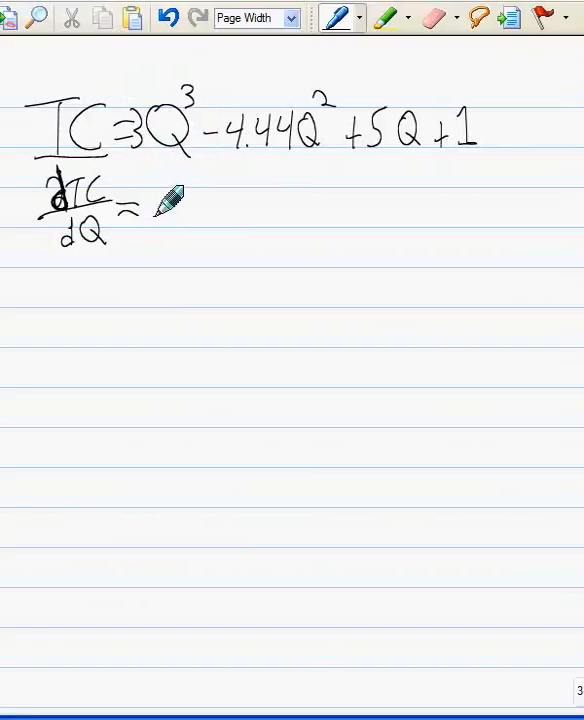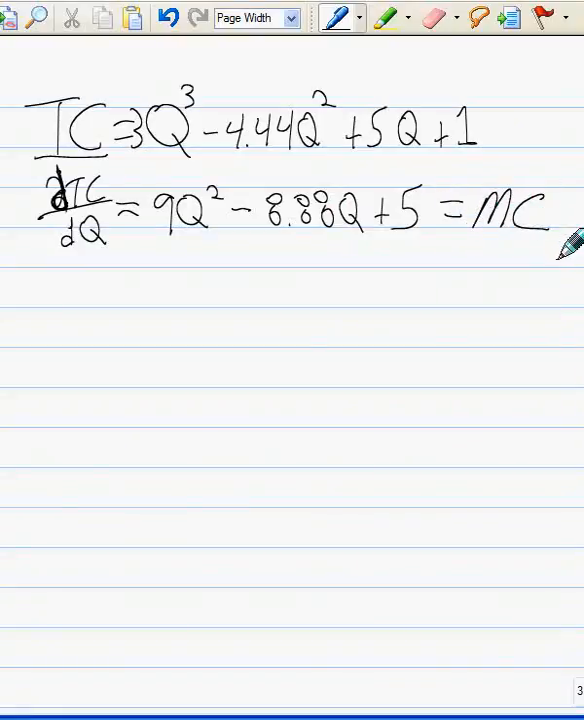Take the derivative of 3Q cubed and you'll get 9Q squared, minus 2 times 4.44 is 8.88 times Q to the first, plus 5. What do we have now? Well, we have the marginal cost function, which tells us for each additional unit we produce, how much does it cost? In other words, it's the slope of total cost. The slope of total cost is marginal cost.